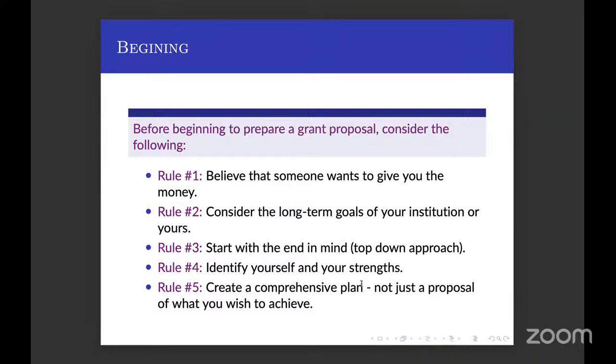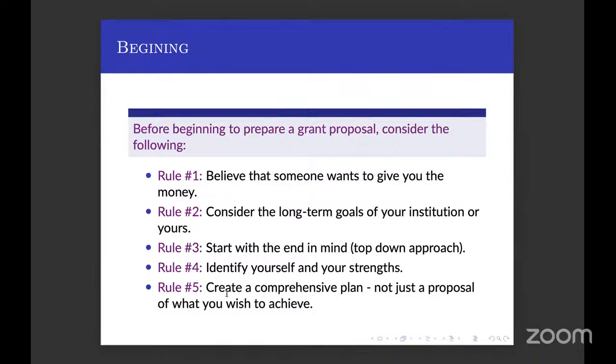For example, computer science people can also write for a call from mining. You can go and check and apply by looking into the combination. For example, I write a proposal where I involve everyone, multi-institutional, so that the theme of the call matches the expertise of the people who are applying for the call. So start with the end in mind, a top-down approach. Identify yourself and your strength.